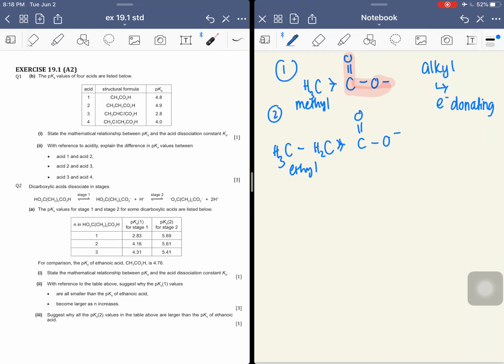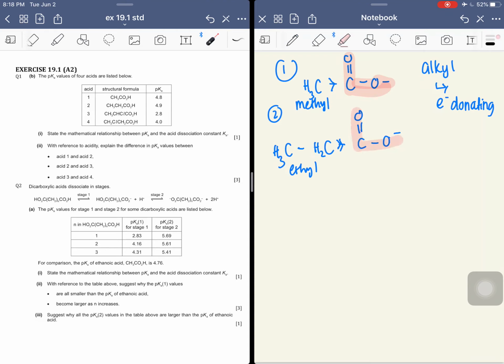However, ethyl has a bigger electron donating effect. Okay, I draw it as two arrows just to show the relative size. Methyl has a relatively small electron donating effect. Ethyl has a bigger electron donating effect. Okay, so again, the ethyl group is donating a relatively bigger amount of electron density to your COO minus.